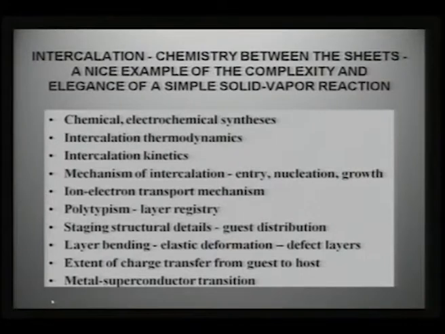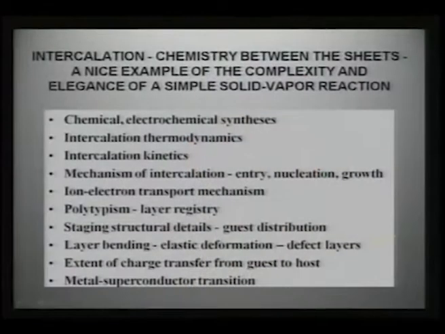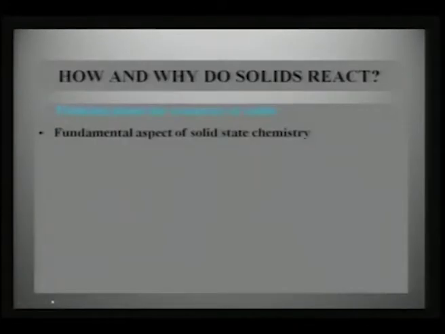Now, in this intercalation chemistry between the sheets, a nice example of a solid-vapor reaction, if we sum up all the mechanisms that are happening, you can see it is not just one or two. There are more than 10 reactions happening in a simple solid-vapor reaction. For example, the most important ones which can affect the property of the graphitic material is the gas distribution. As a result, you can see layer bending and elastic deformation of the defect-induced graphitic layers, and then it transforms the whole material from a metal to a superconducting transition.